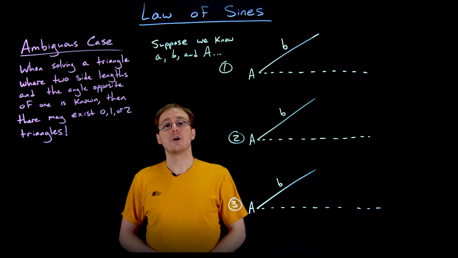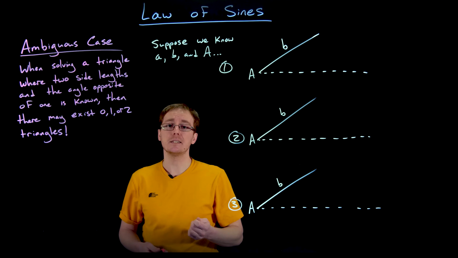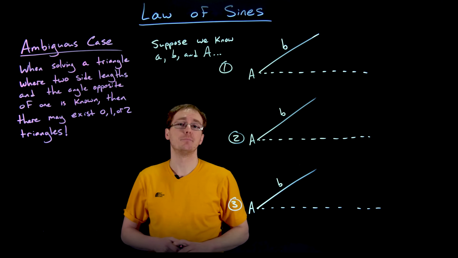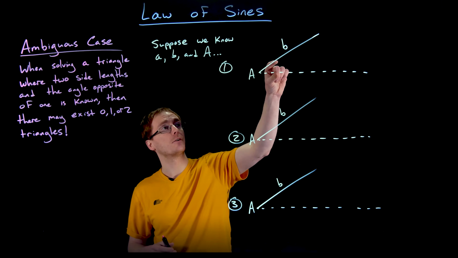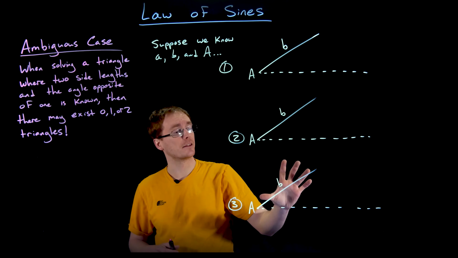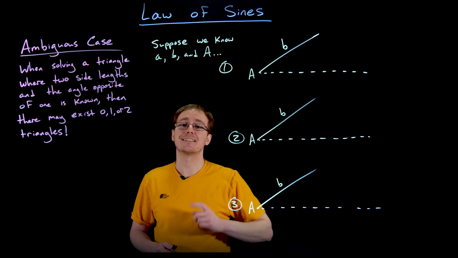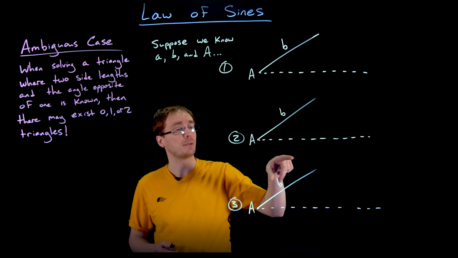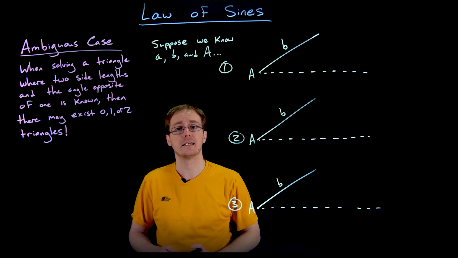In the pictures I have drawn over here, we're supposing that we know the two side lengths little a and little b, as well as the angle big A. And that's what I've tried to draw in these pictures so far. So here is our angle A, here is our side length little b, and I haven't drawn in our side length little a yet, because how we draw side length little a helps us understand why this ambiguous case can show up.